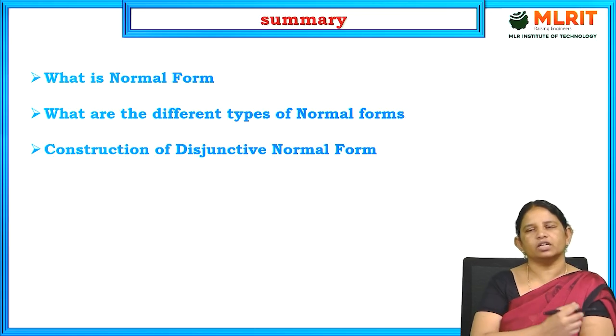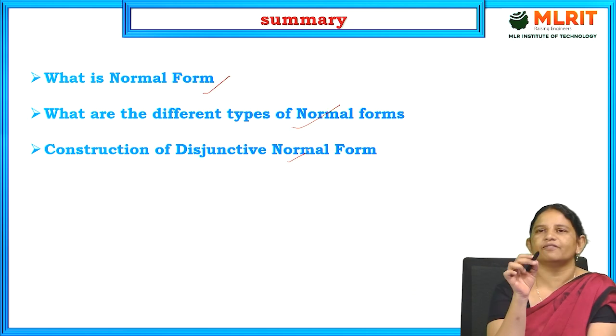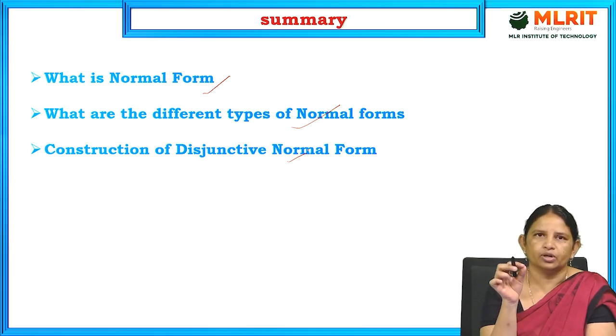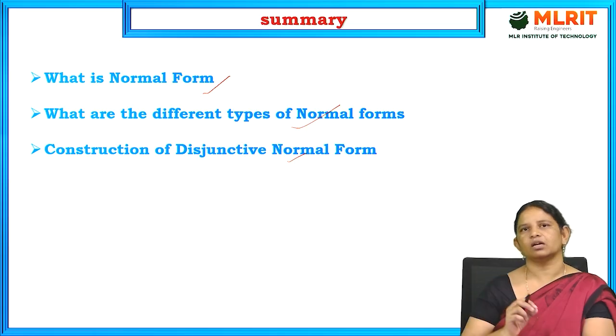So what we have discussed till now: what is meant by normal form, what are the different types of normal form, and how to convert the given proposition into the required DNF form. What is the procedure we have to follow to get the required disjunctive normal form.